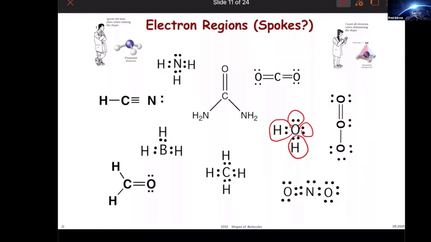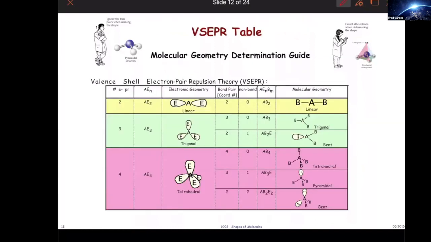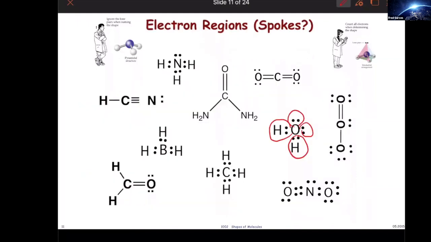So why are the domains so important? Because the domains tell you what category you have. And remember, it's only limited to 2, 3, or 4. Let me go back. This right here would be 2. This right here would be 3. This right here would be 4.